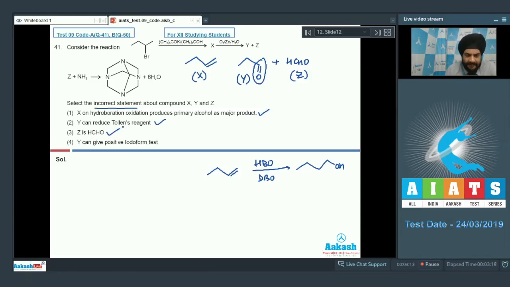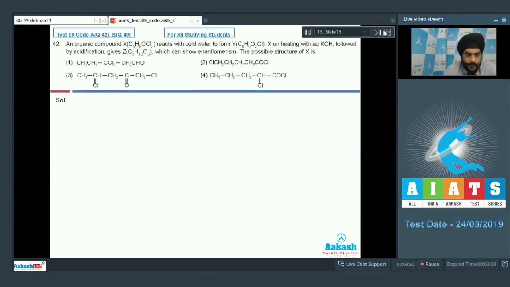And if you look at the fourth option now, Y can give positive iodoform test. This is incorrect, students. Y cannot give positive iodoform test. So for this question, we have to select the incorrect statement and we have to mark the fourth option as the correct answer. Let us look at the next question.